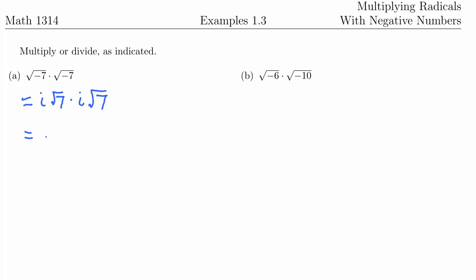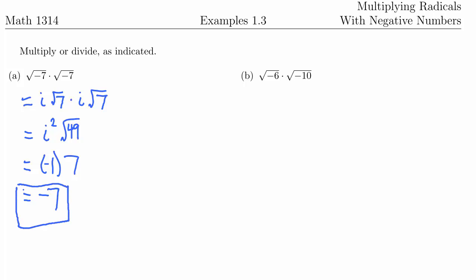i times i is i squared. Square root of 7 times the square root of 7 is the square root of 49. And the square root of 49, of course, is 7. i squared, if you remember, is negative 1. So this is negative 1 times 7. Negative 1 times 7 gives you negative 7.